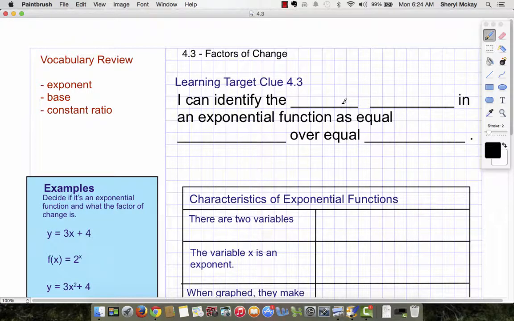Greetings, detectives. Mrs. McKay here, and it's time to work on Clue 3, Factors of Change. And this is in Case 4, which is called Growth Pattern Change-Up. And our Clue 3 is very similar to Clue 2.